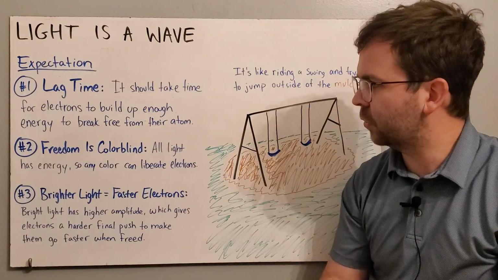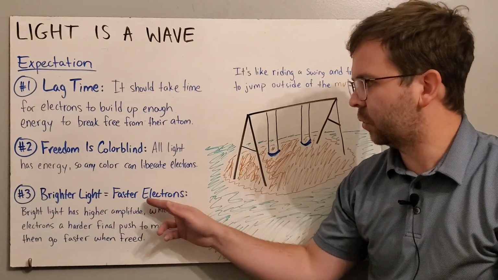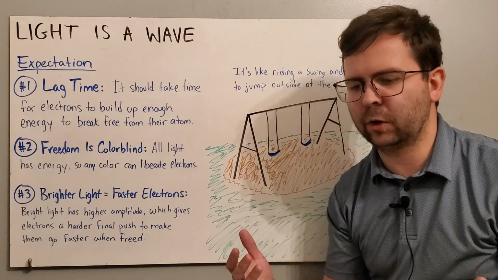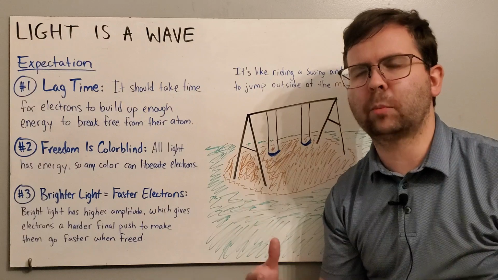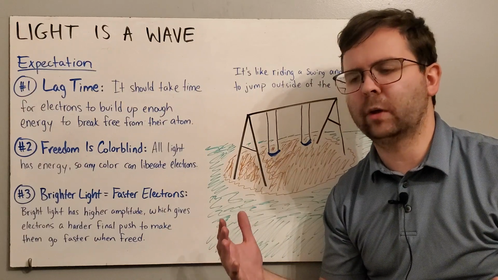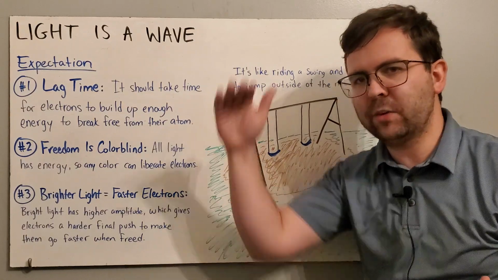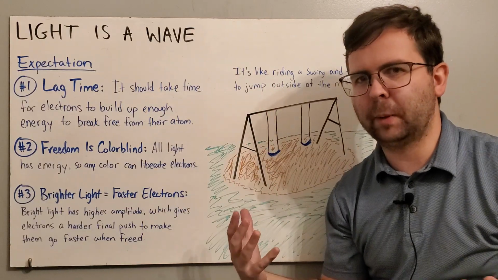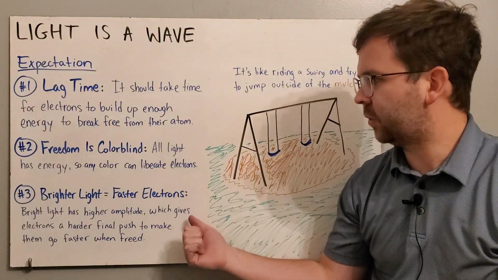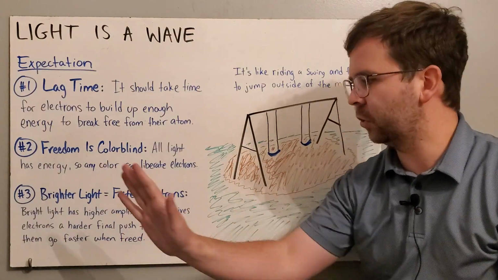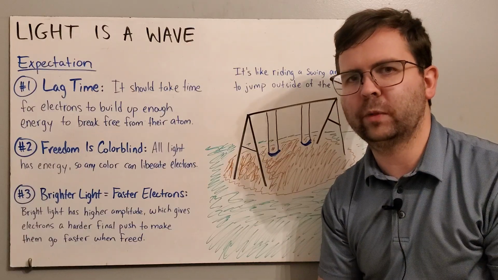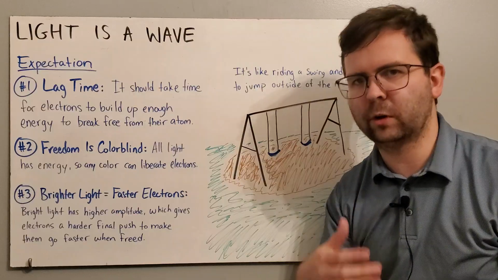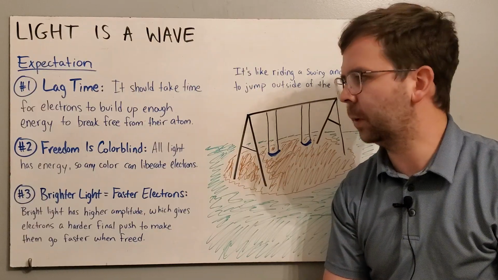And then the third thing is the brighter light should result in faster electrons. The reason for this, the thinking goes, is that for a light wave, a brighter light wave means the wave is waving up and down at greater amplitudes, which has a bigger punch to it. So this gives electrons a harder final push to make them go faster when they're freed. And so a brighter light should make the electrons move faster across the vacuum tube.